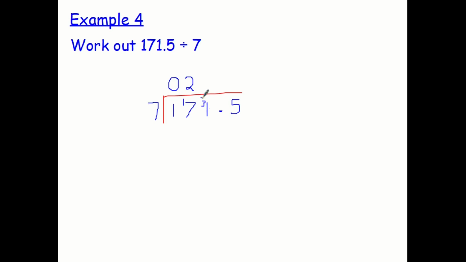How many 7s in 31? Well, 7 4s are 28. And then I've got 28, 29, 30, 31, 3 remaining. Keeping everything in line, putting my decimal point there. And my final question is how many 7s in 35, which is 5. 24.5 is your answer to that one.